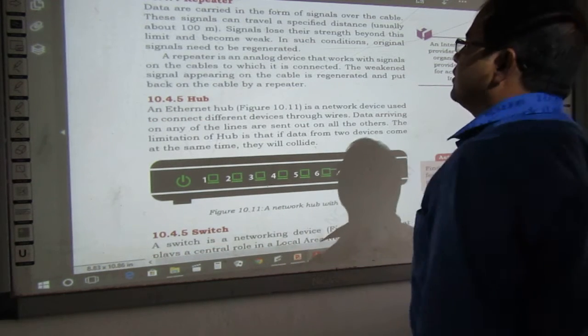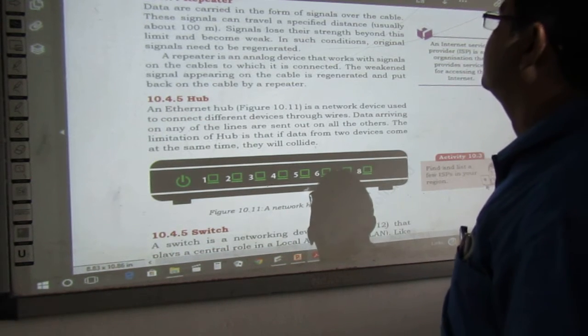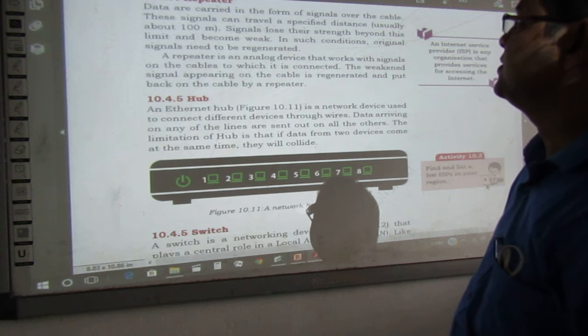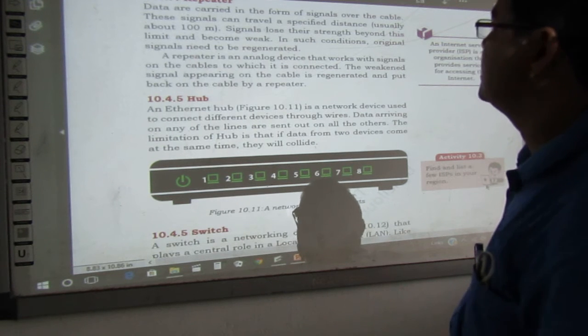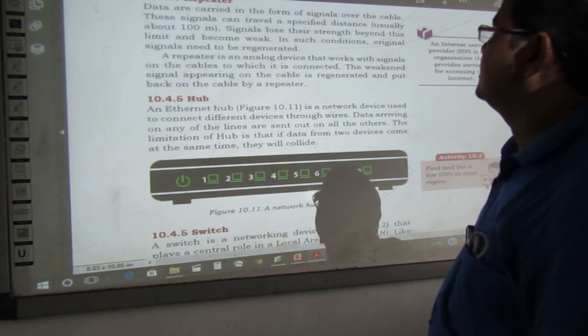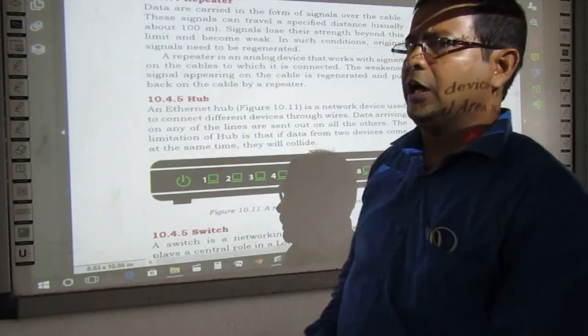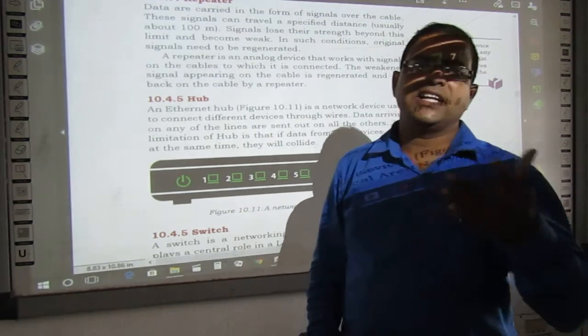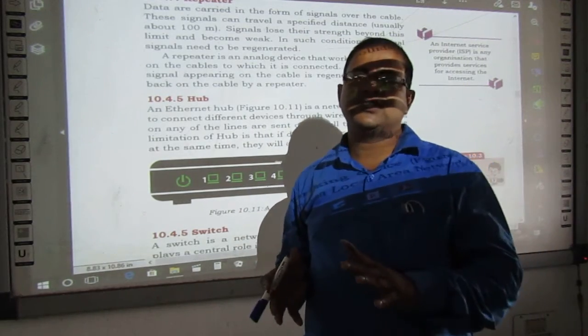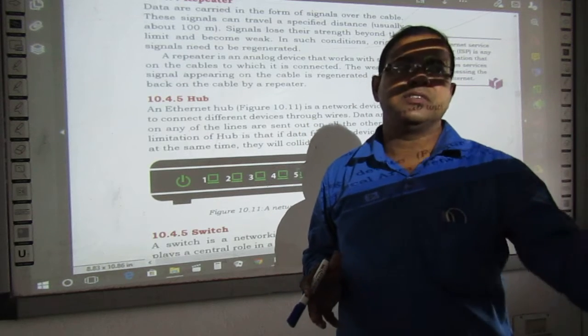Then come to the repeater. Data are carried in the form of signals over the cable. So this signal can travel a specified distance, up to 100 meters. The repeater is used whenever our LAN connection is spanned across different buildings.